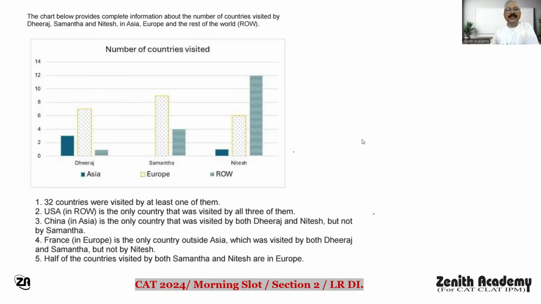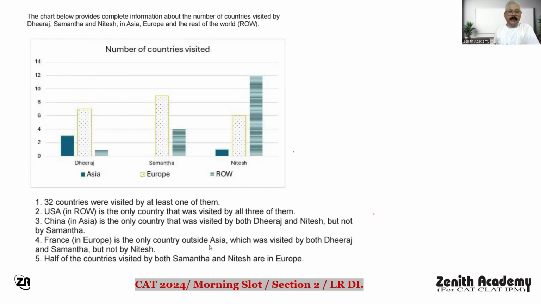So this is a logical reasoning set. The chart below provides complete information about the number of countries visited by Dheeraj, Samantha and Nitesh in Asia, Europe and rest of the world. And this is a bar diagram. This is about Dheeraj's visit in Asia, Europe and rest of the world. This is about Samantha's visit in Europe and rest of the world. And here is Nitesh's visit in Asia, Europe and rest of the world.